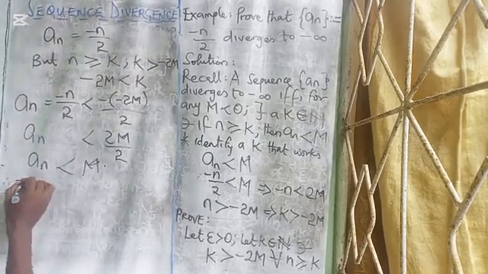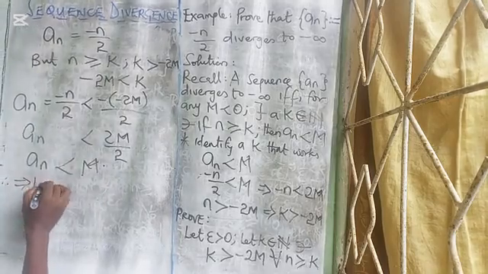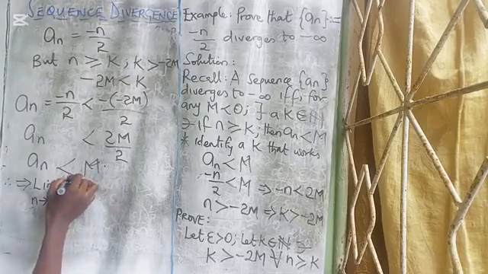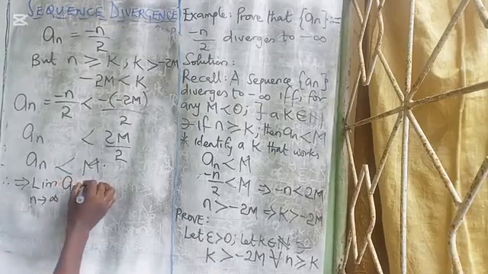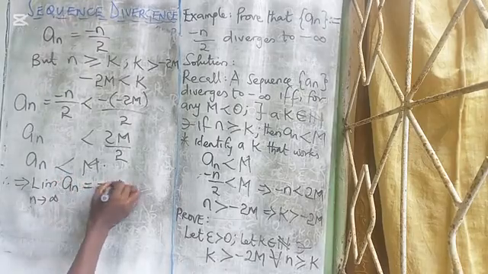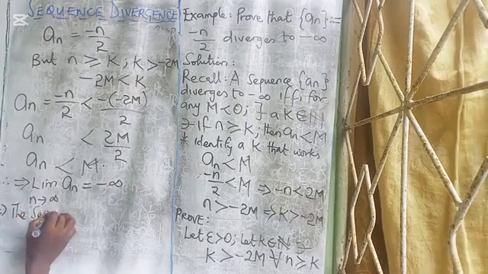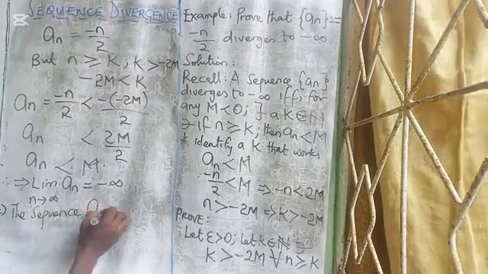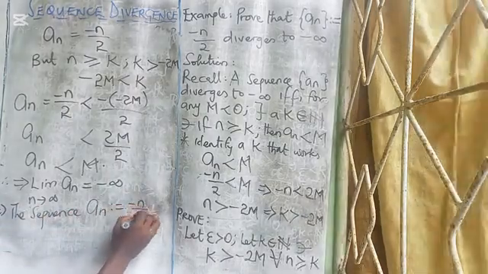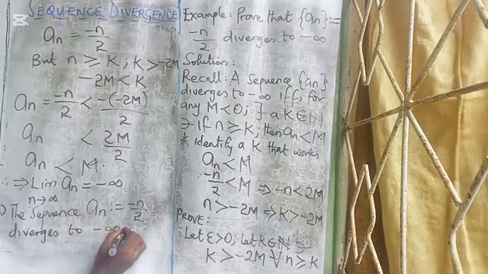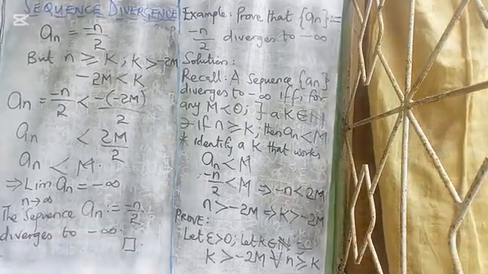Therefore, it implies that the limit as n tends to infinity of the sequence a_n is equal to minus infinity. That is, the sequence a_n defined as minus n over 2 diverges to what? Minus infinity. And that is what we have proven there.